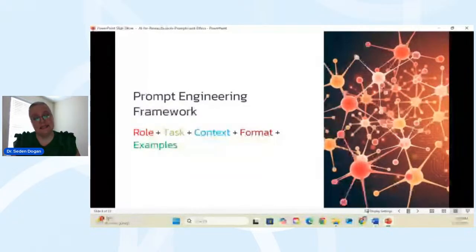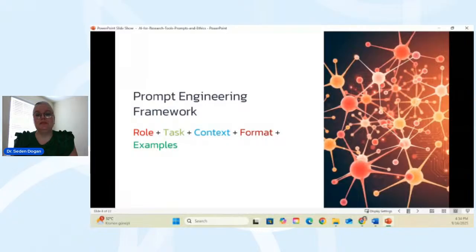And last one is examples. If you have a model answer or want to guide the style, include one. For example, here's one question I drafted. Give me 5 more in a similar style. So examples will always help AI to give you better results.